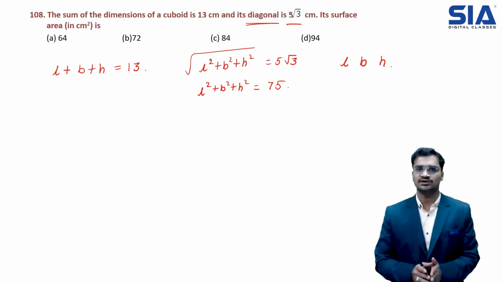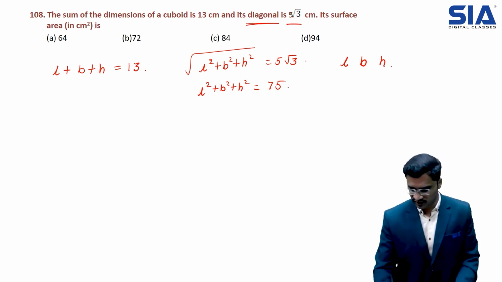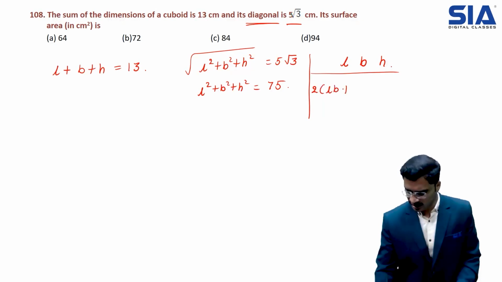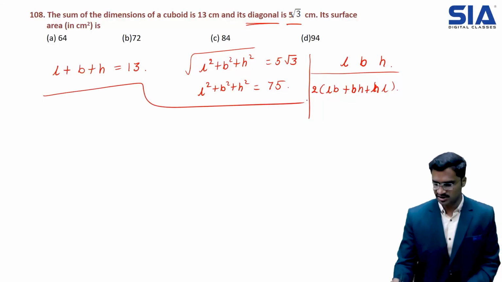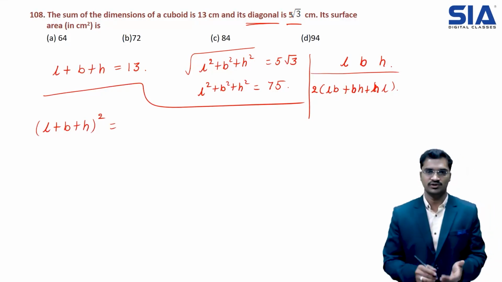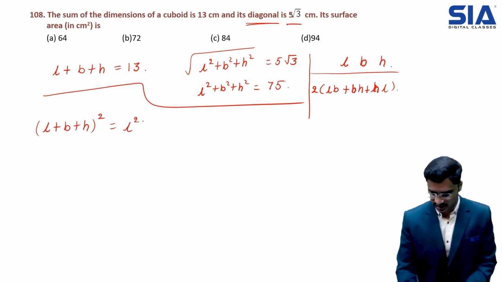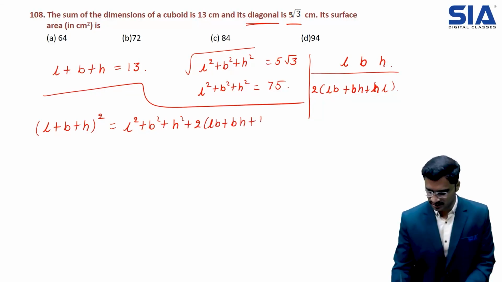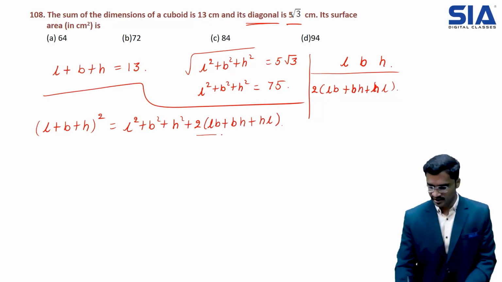Now in this question he asked for the total surface area. We have to find the total surface area of a cuboid. The formula for total surface area is 2 times LB plus BH plus HL. We have to find the value of LB plus BH plus HL. So how can you find this value? So let us see what L plus B plus H whole square, or A plus B plus C whole square, gives me. A plus B plus C whole square is A square plus B square plus C square plus 2 times AB plus BC plus AC. So we have to find the value of this.